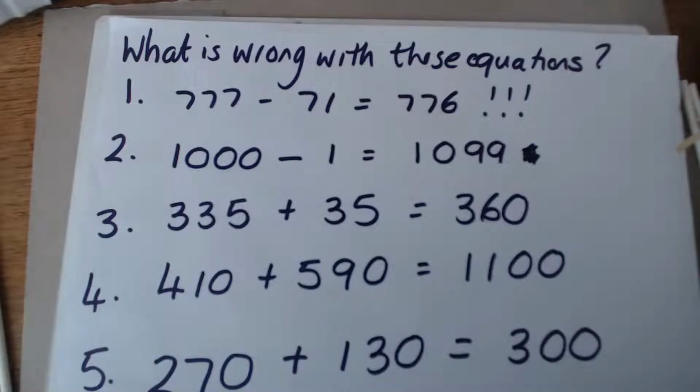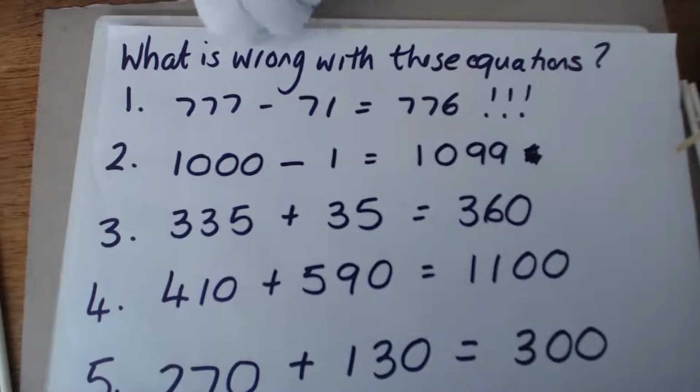That's right. If you take 71 from 777, it does not equal 776. You're quite right. Let's have some answers then. We will go through these. I'm just going to give a few little minutes more to work your way through these.